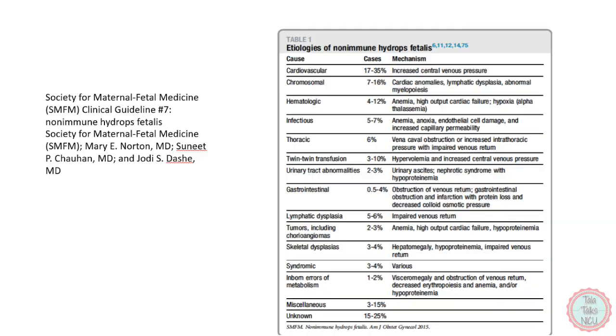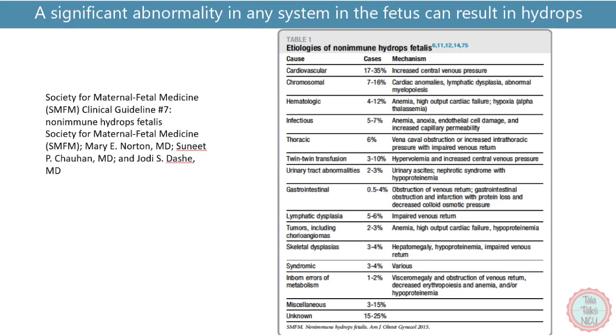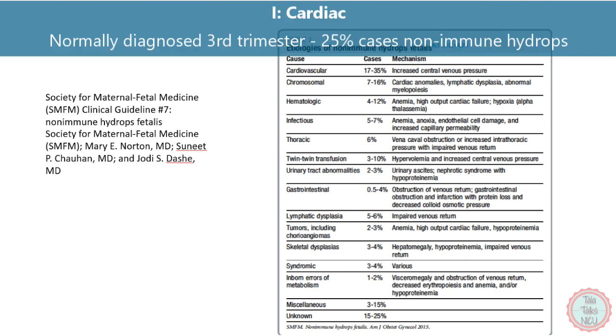Right, part 3. Now that you understand that, let's go over the different diseases that can result in hydrops. And if you really understand part 2 very well, then all of these will seem very, very logical to you. The first thing that you should understand is pretty much a bad abnormality in any system of the body can result in hydrops. Let's start with 1, cardiac abnormalities.